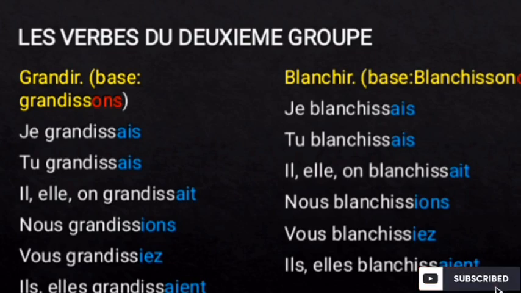Now these are second group verbs. We have grandir, the same formula. Nous grandissons, we remove the ONS. We have blanchir, nous blanchissons, we remove the ONS. So we have je grandissais, tu grandissais, il, elle, on grandissait, nous grandissions, vous grandissiez, il, elle grandissait. For blanchir, we have je blanchissais, tu blanchissais, il, elle, on blanchissait, nous blanchissions, vous blanchissiez, il, elle blanchissait. So the rule cuts across all of them. That's for second group verbs.